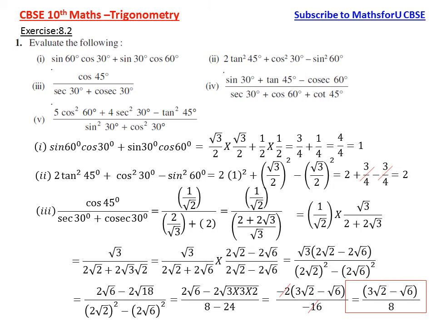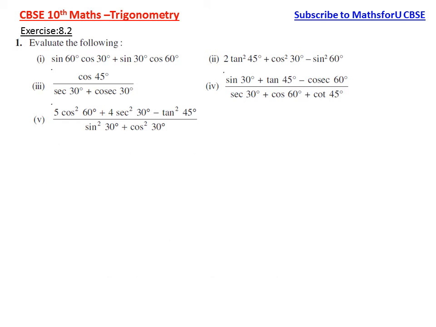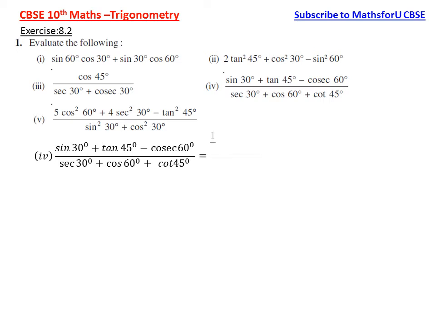Then problem number 4. That is sin 30 plus tan 45 minus cosecant 60 divided by secant 30 plus cos 60 plus cot 45. As usual, we are going to substitute the values. Sin 30 is 1 by 2, tan 45 is 1, cosecant 60 is 2 by root 3. The same way, secant 30 is 2 by root 3, cos 60 is 1 by 2 and cot 45 is 1. Now here we take 2 root 3 as LCM.